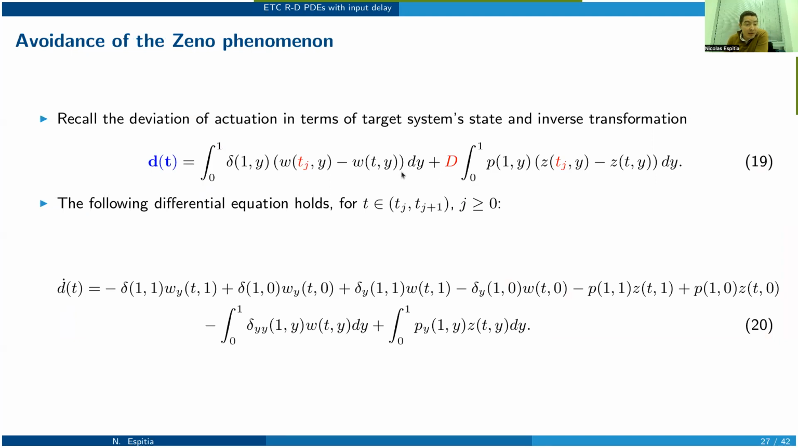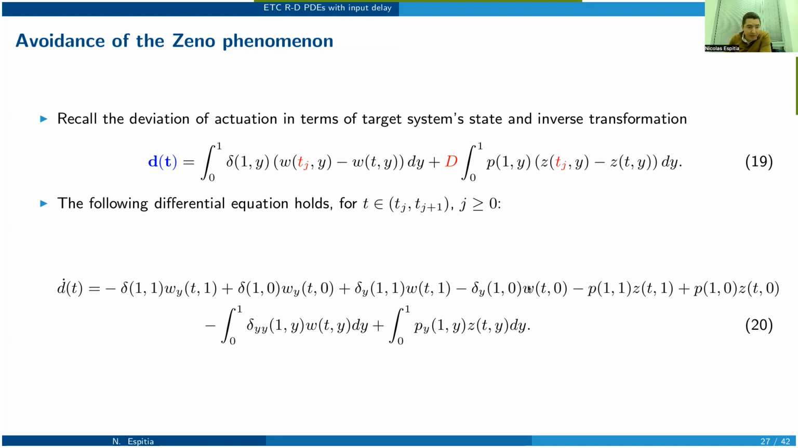We study again the deviation. We try to find its time derivative and some useful upper bounds. Here there are several terms that depend on the boundary conditions and on the kernels of the inverse transformation. Fortunately, we can get rid of some bothersome terms. One of the advantages of working with the kernels of the inverse transformation and the states of the target system is precisely that we can get rid of some terms that cannot be upper bounded.